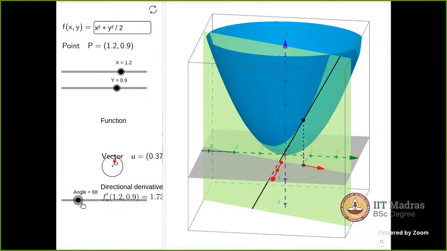Yes, sir. So the plane that you are showing is passing through the point P and is in the direction of the direction vector u. Exactly, correct. So when I change the point or the direction, the plane itself changes. That's why the directional derivative changes. Exactly. Got it? Yes, sir.